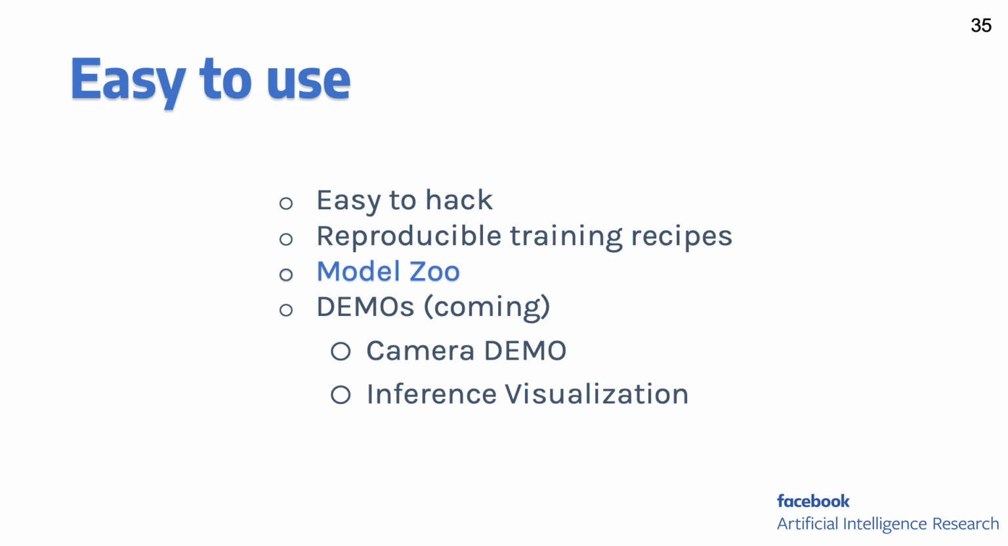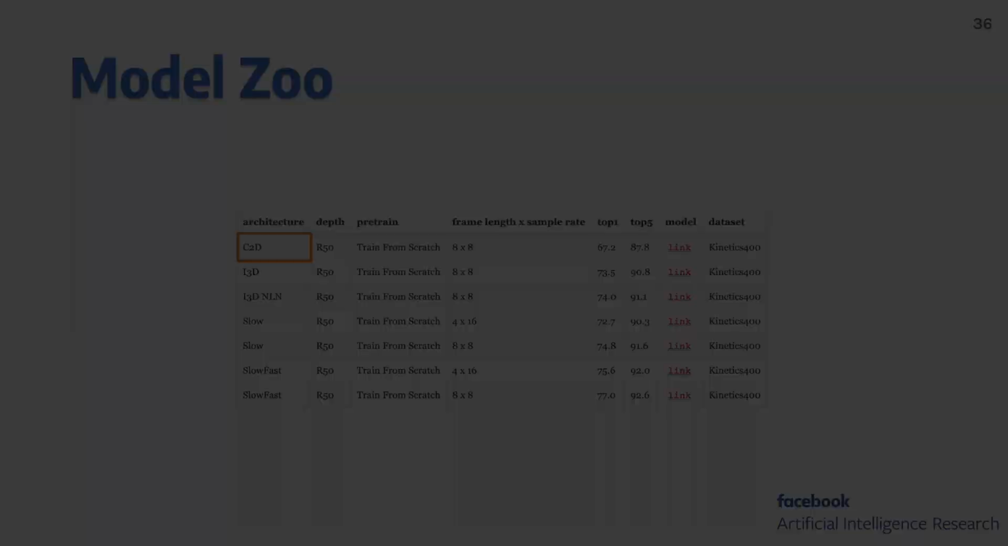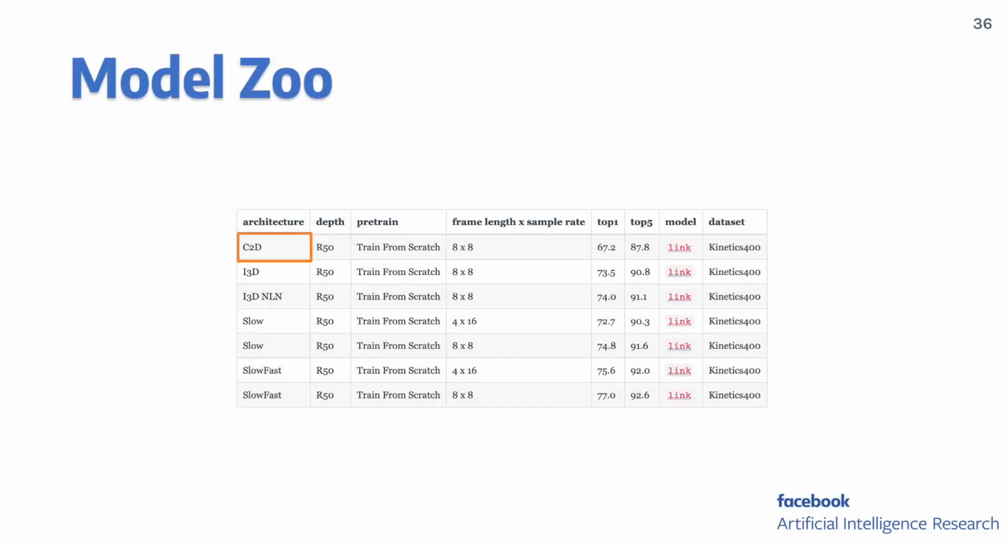Besides the YAML, we also provide the corresponding pre-trained models, which means you can directly take the model off the shelf and test it or fine-tune it on many different datasets or many different tasks you're playing with. So here is an example snapshot of the pre-trained models we provided, from the simplest 2D convolution to higher capacity networks like SlowFast. Note that these networks are trained and tested on the Kinetics 400 dataset.